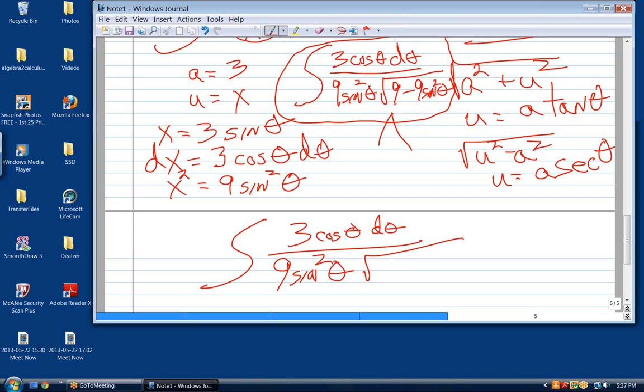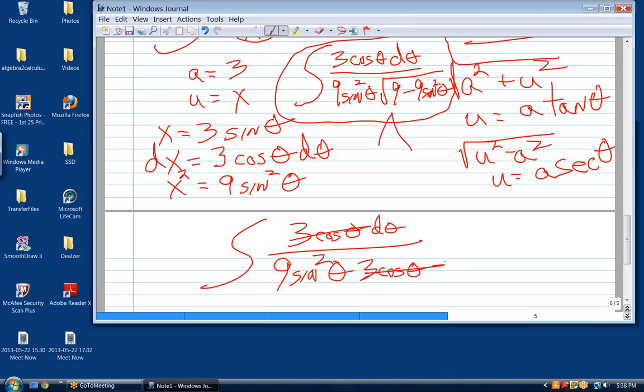Well, the square root of 9, if I factor out a 9 here, I leave behind 1 minus sine squared theta. Well, that's cosine squared theta. What's the square root of 9 cosine squared theta? 3 cosine theta. Right. So now I can replace this with 3 cosine theta. It was 9 times cosine squared theta. So the square root of that's that.